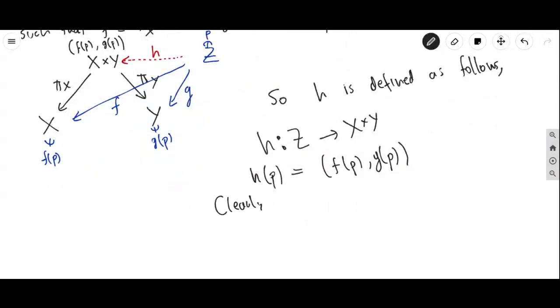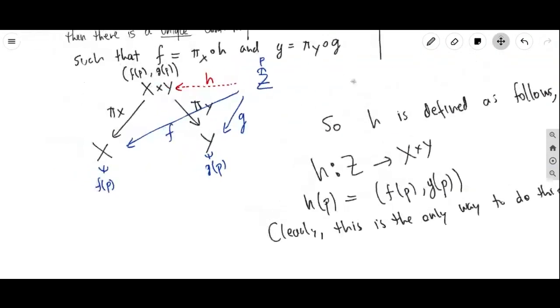So clearly there's a unique way to do this. It's the only way to do that because it's forced. Everything is forced. If you follow through by f, you get f of p. If you follow through with g, you get g of p. So whatever this point is, if you want that point to descend upon f of p, the first coordinate has to be f of p, and the second coordinate has to be g of p. So this mapping h is forced on us, and it has to be equal to this.